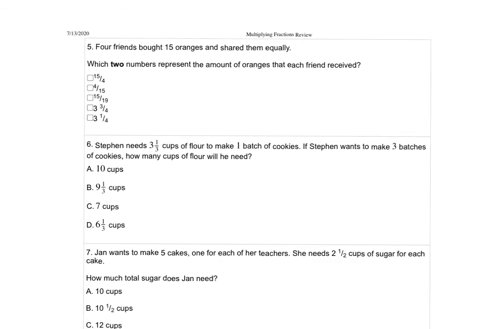Let's do number 5 together, and then you can work the rest of them on your own, because I would have worked an example, I believe, of all of them, but I'll check before I stop.